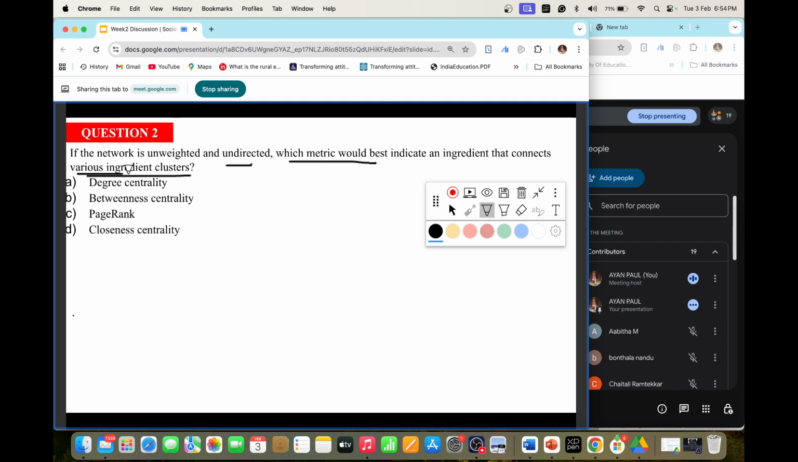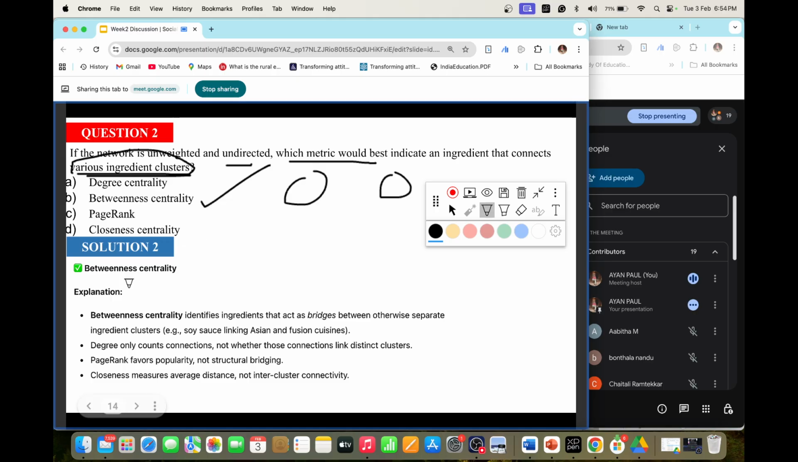If the network is unweighted and undirected, which metric would best indicate an ingredient that connects various ingredient clusters? Various ingredient clusters, this is important. That means clusters will be there, and this node or ingredient will connect various ingredient clusters. So that means degree centrality is not it, but betweenness centrality is the highest measure. That is option B. Betweenness centrality, right?